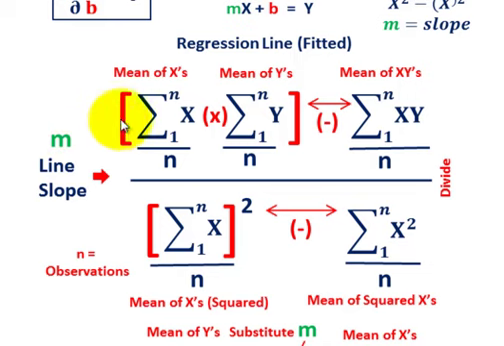So what you would be doing when you actually do your calculations, let's look at it. We have m, our line slope, showing it. We're going to have a quantity up on top, and then it's going to be divided by a quantity on the bottom.